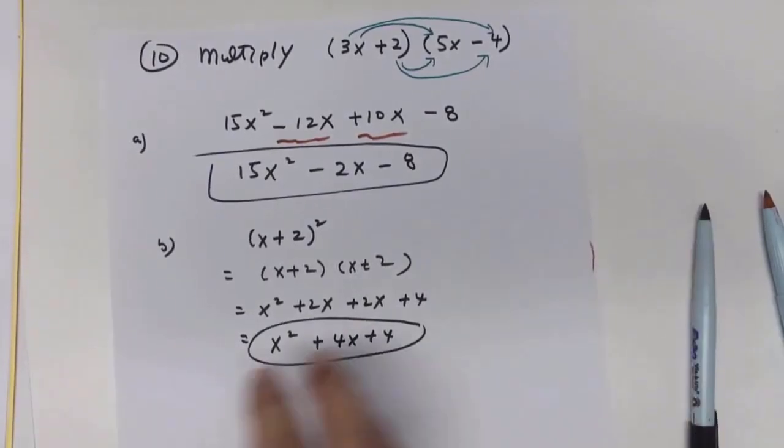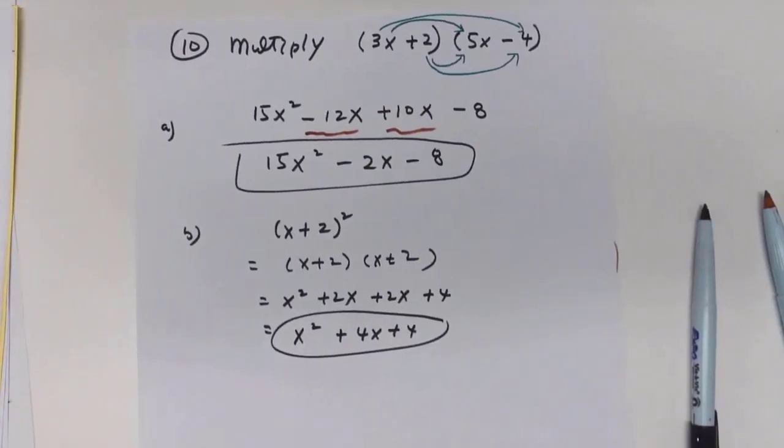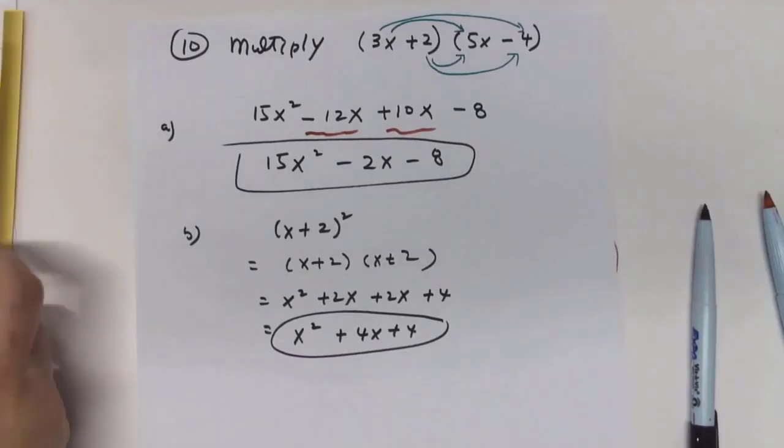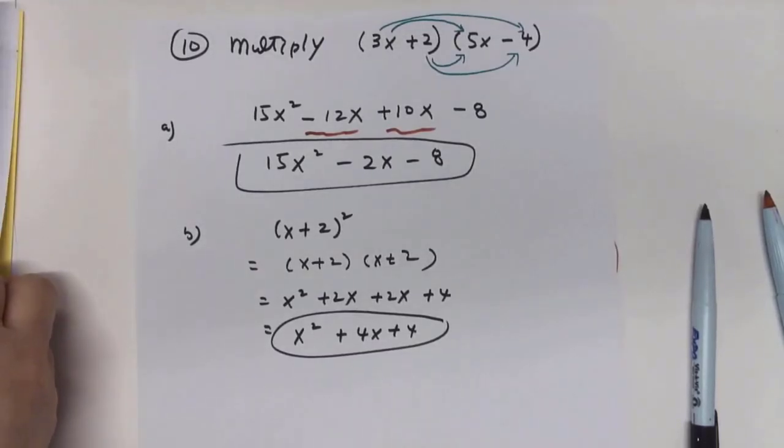Aiden, you okay? Need you to get those points because it's multiplying and combining like terms. Okay, now we're moving on to major quiz 2.